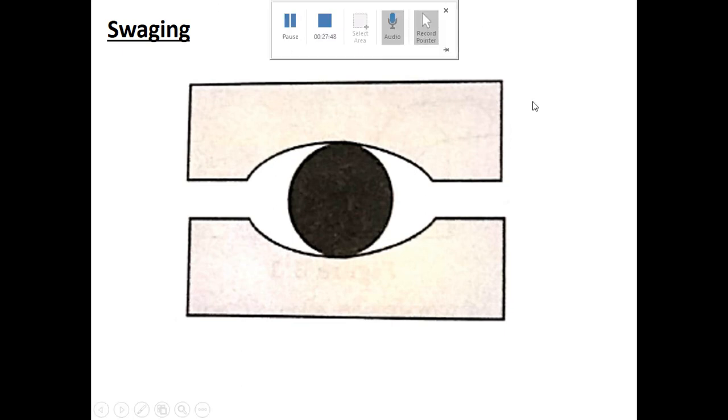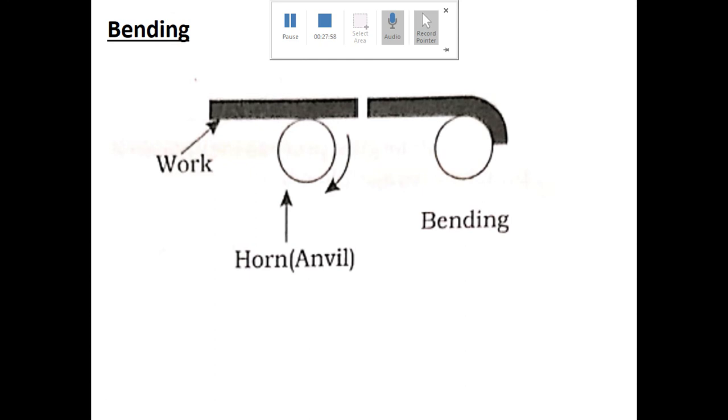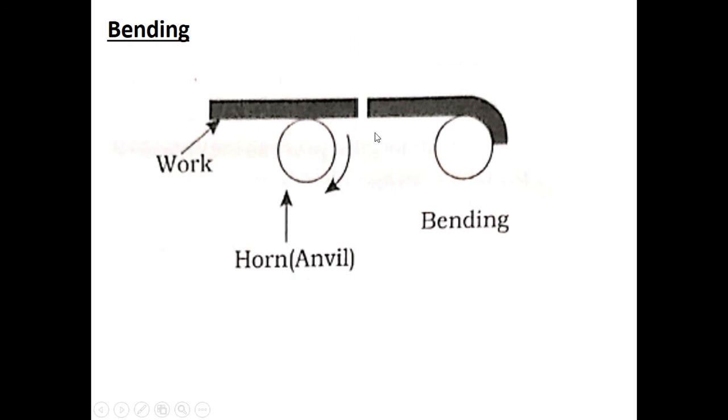Another important operation is called bending. If you want to get angular or curvilinear bent surfaces, you will go for this operation. So angular and curvilinear bending can be carried out using forging. Actually, if you are doing hand forging, the edge of the anvil is used to develop a curvilinear bend on a bar stock. You can see how the bending is done using this picture.